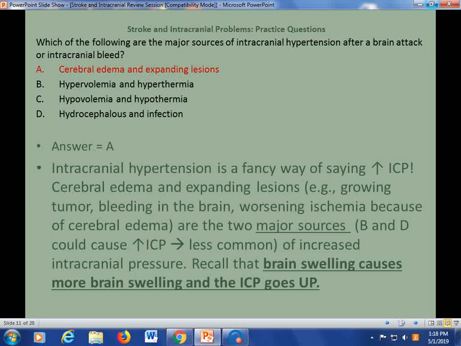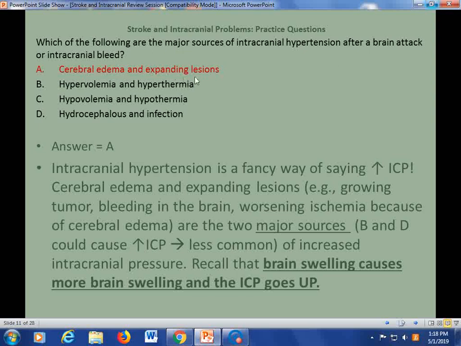A lot of times students will not quite understand what the question is asking because words are used that are somewhat confusing. When you look at intracranial hypertension, what does that mean? Well, that means the ICP, or intracranial pressure, is elevated. That's all that means. That's just a fancy way of saying that. And when we look at the answer, cerebral edema, we understand that cerebral edema will cause the brain cell to swell and therefore it'll take up space.